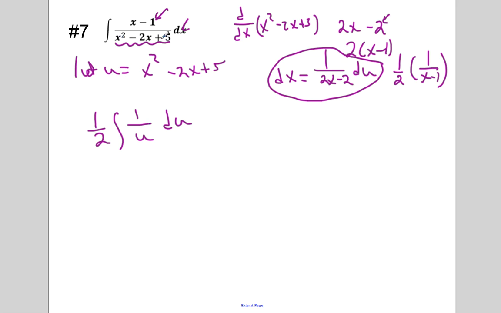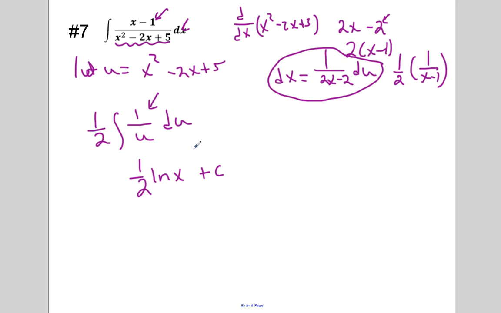Again, this represents this bottom part right here. When I replace this, that x minus 1 is on the bottom, those cancel out, and I'm left with the 1/2. I move that to the front. We've seen this before on a previous example, I think on the first set. This is nothing more than the natural logarithm of u. So when I take the antiderivative, I have 1/2 ln of u plus my constant of integration.